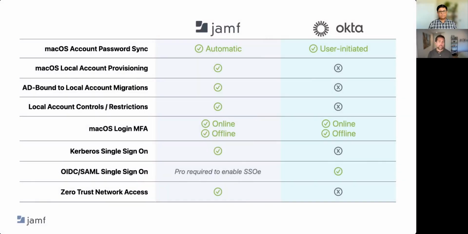When you look at the two capabilities side by side, you can see that on the Jamf side, there are overlaps with how we do things with password sync. But without going through all the detail here, there are several important things that Jamf does, like local account provisioning, AD bound to local account migrations, and local account controls and restrictions that Platform SSO simply doesn't do yet. So until those are available and until Okta is able to implement those into device access, Jamf Connect can work right alongside device access to fill those gaps and make sure that everything works in a clear and unified way.